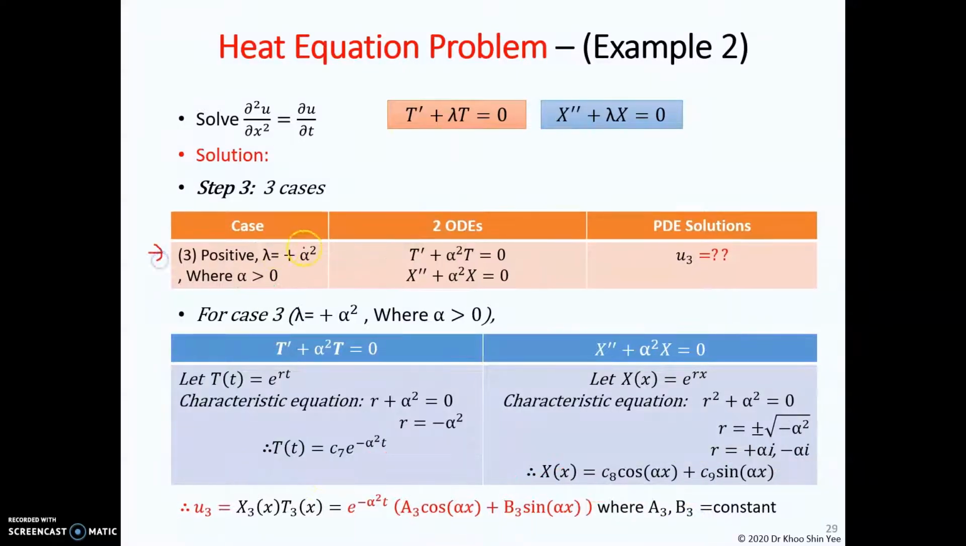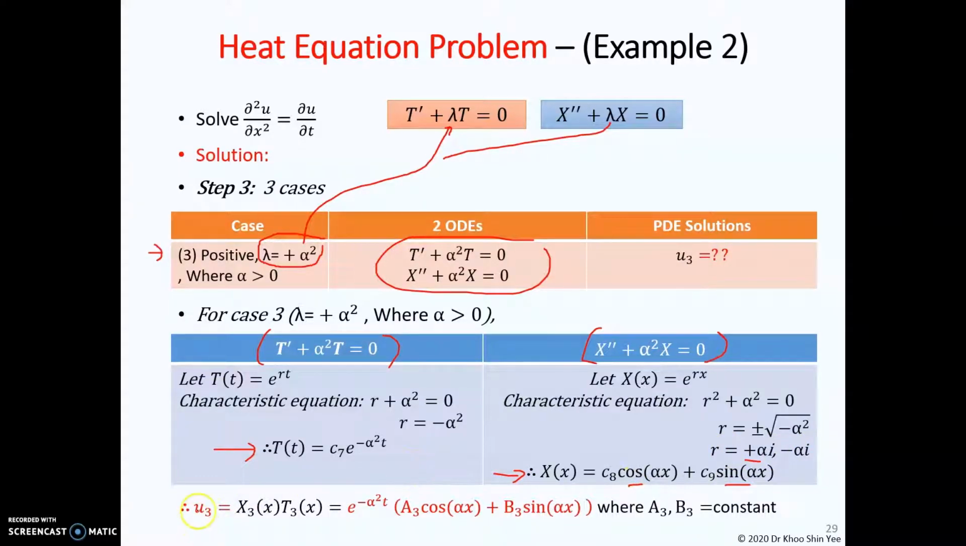For the third case, you have lambda equal to positive alpha square. After you substitute inside here, then you should obtain these two ODEs. And you need to solve these two ODEs to obtain the corresponding solution. So if you have the root in the plus minus imaginary number, then you know that it can be written in the cosine and sine format.